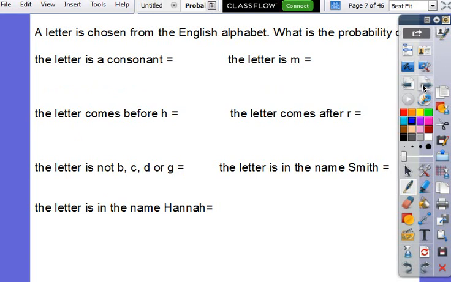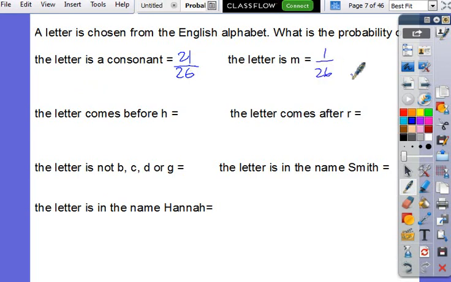All right, if we're looking at alphabet, we've got 26 letters in the alphabet. So that's going to be my bottom number. Consonants, we're going to treat A, E, I, O, and U as vowels. So everything else will be a consonant. So that would be my 21 right there out of 26. The letter is an M. We've got one M out of 26 choices.